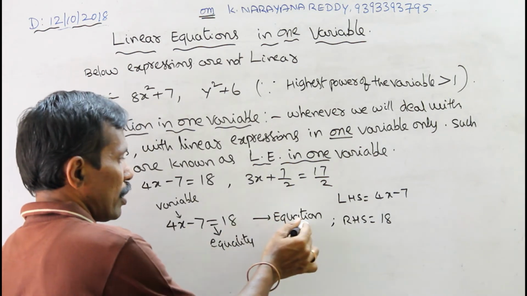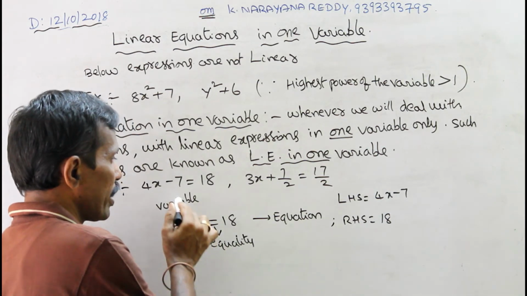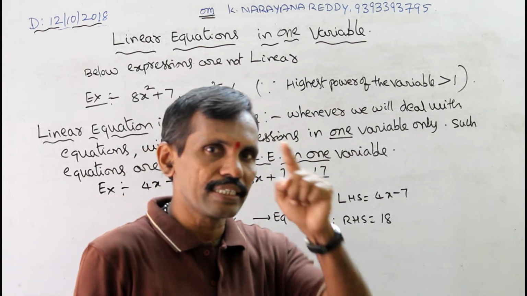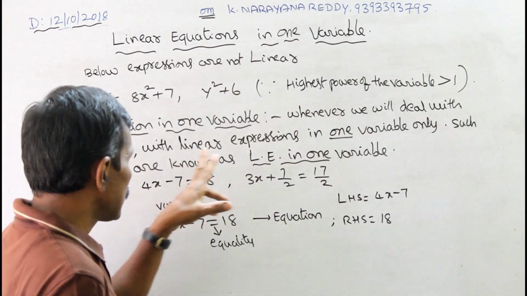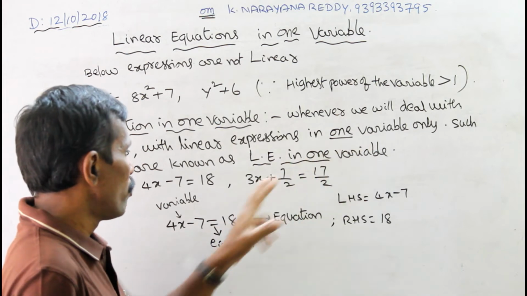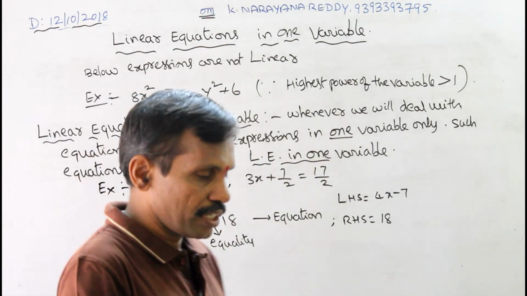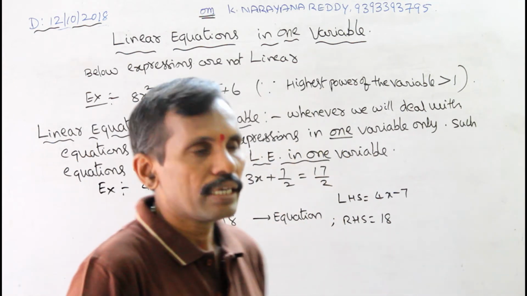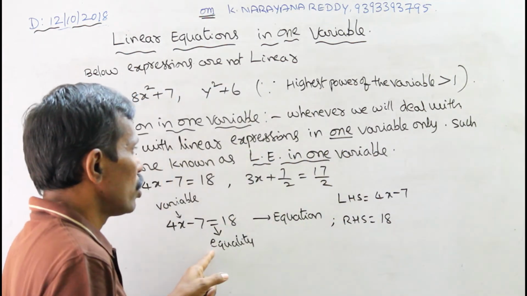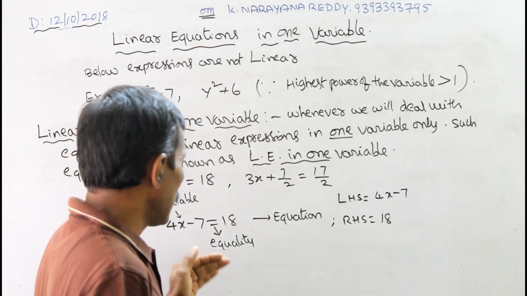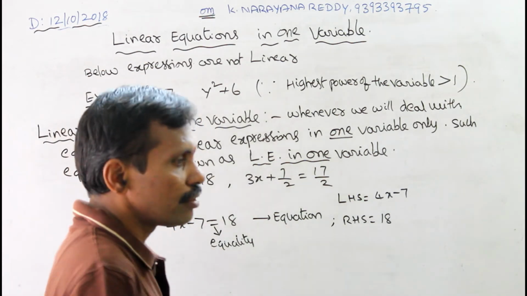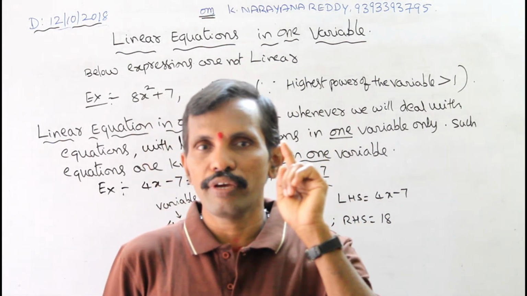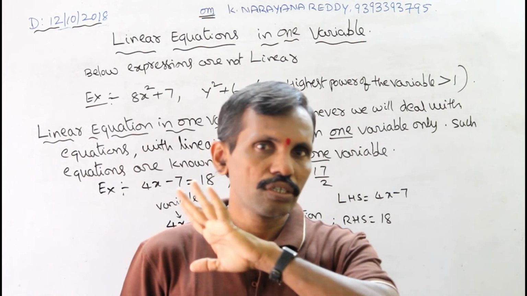Totally, it is an equation which has an equal sign and a variable. The variable has power 1. X has power 1. That is linear. So whenever a linear equation contains a linear expression in one variable, that is called a linear equation in one variable. So what is the difference between linear and non-linear? Linear contains only variable x with power 1. Otherwise it is not linear.